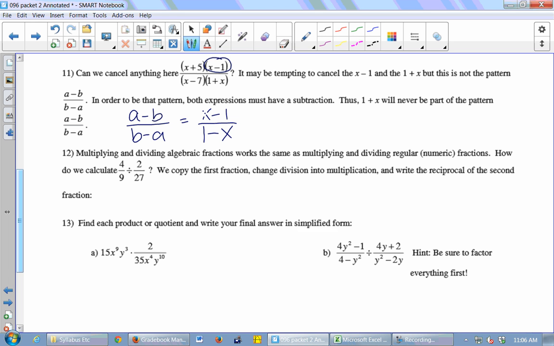If addition is reversed, yeah, right. If I had a totally separate problem here, this has nothing to do with number 11, if I did 5 plus x over x plus 5, totally those are the same and you can cancel them. That reduces to 1.